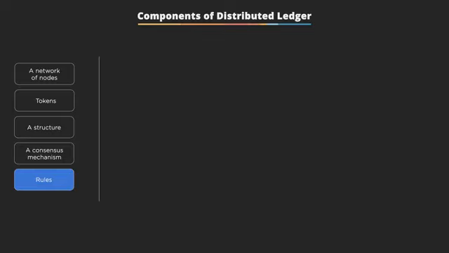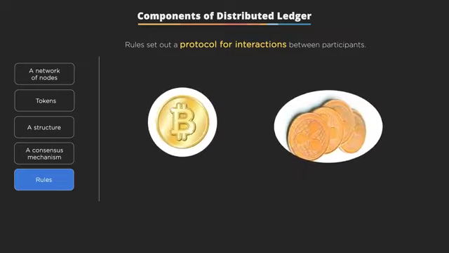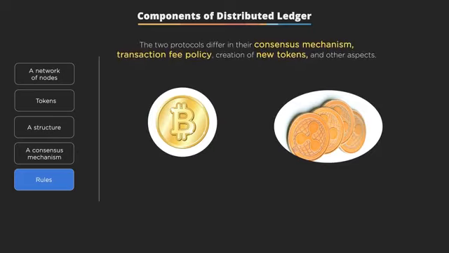5. Rules. They set out a protocol for interactions between participants. 2 of the most influential protocols are seen on the Bitcoin and Ripple networks. Whereas Bitcoin is a cryptocurrency with a built-in payment system, Ripple is a payment system for arbitrary assets. The 2 protocols differ in their consensus mechanism, transaction fee policy, creation of new tokens, and other aspects.